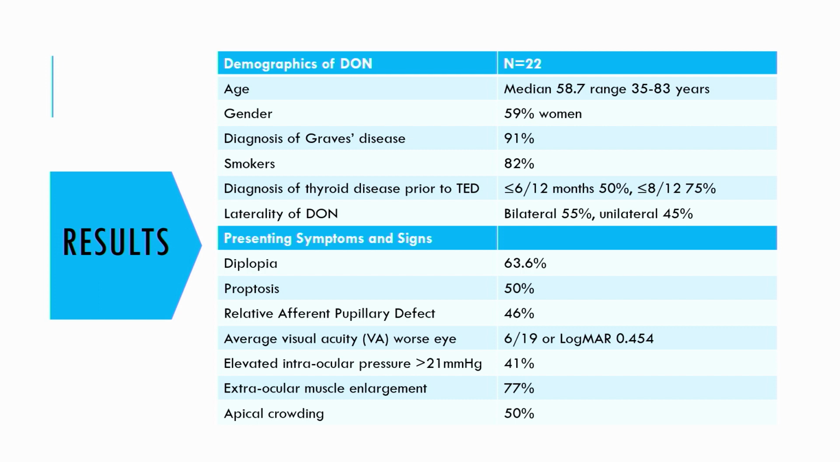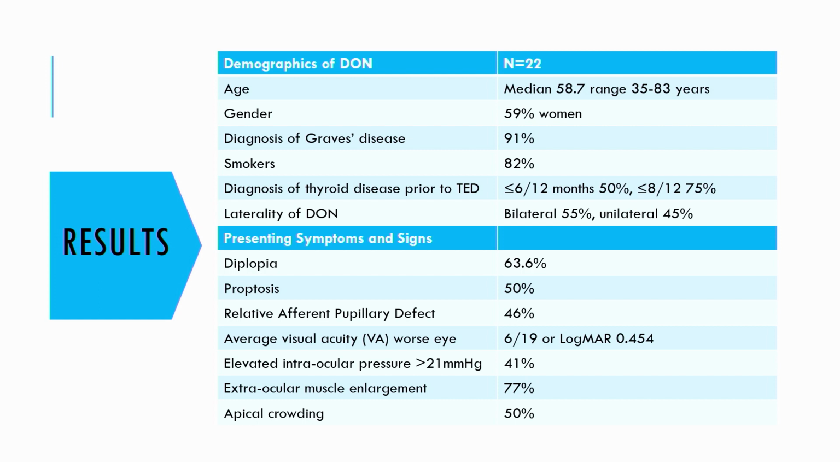22 of the patients have data available for inclusion in the study. The median age of DON diagnosis was 58.7. 59% of cases were women, which is lower than the usual thyroid eye disease ratio of 4 females to 1 male. And 90% of patients were diagnosed with Graves' disease, which is consistent with the proportion of TED cases associated with hyperthyroidism. Over 80% were smokers.